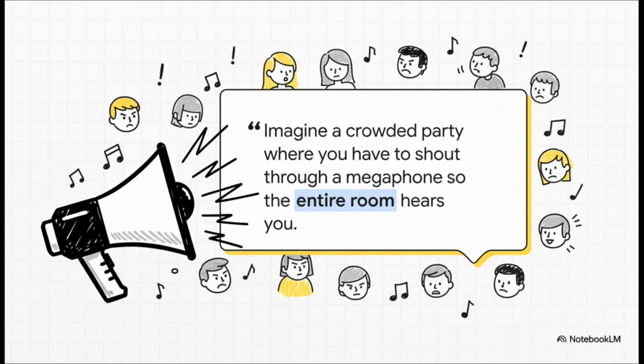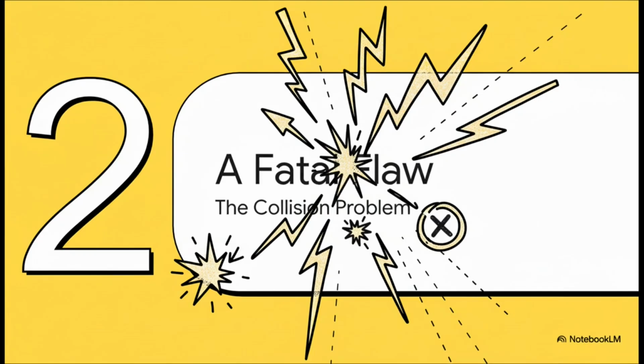And think about the privacy, or, the complete lack of it. Anyone connected to that hub can overhear every single conversation. Not exactly ideal for sending sensitive information. And this whole shouting method leads us directly to the hub's biggest, most crippling weakness. We're talking about the problem of collisions.